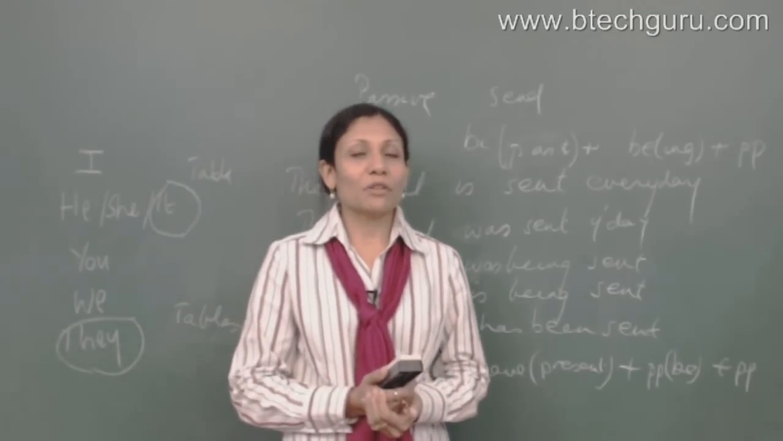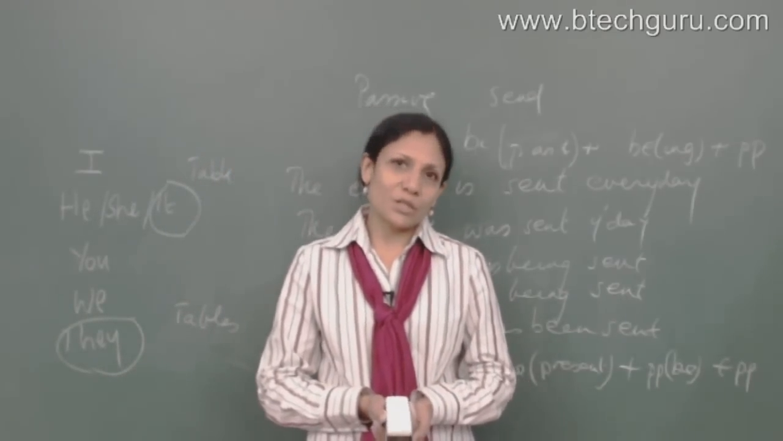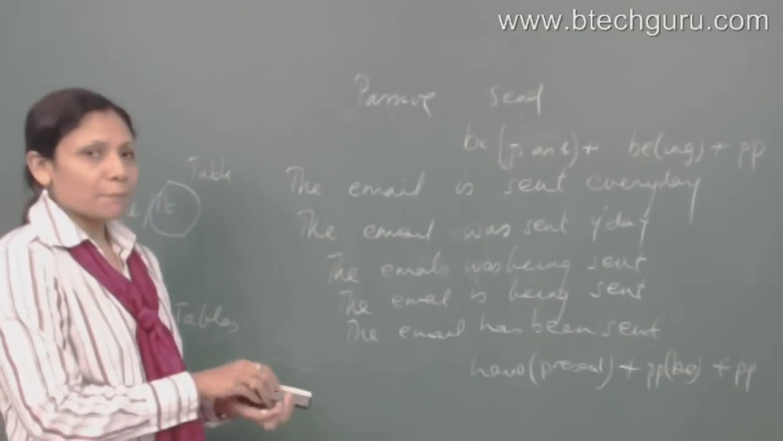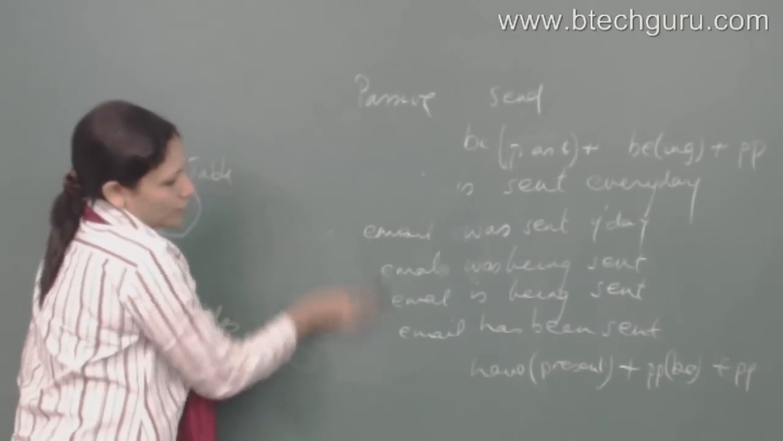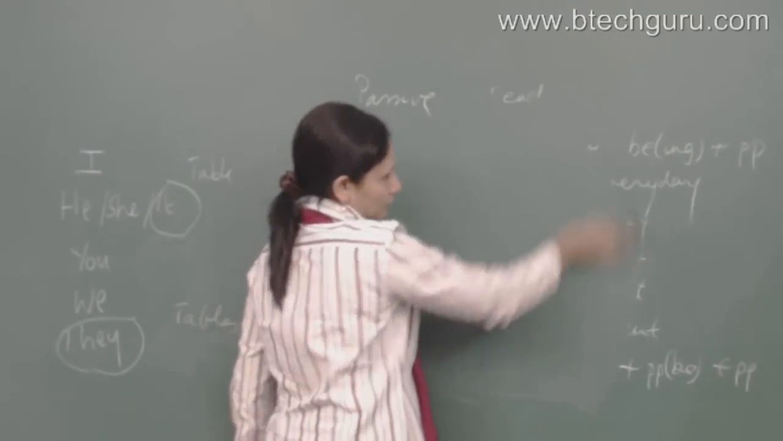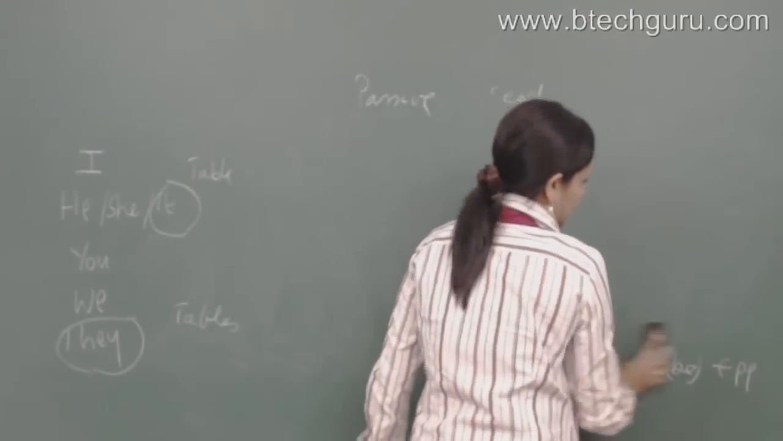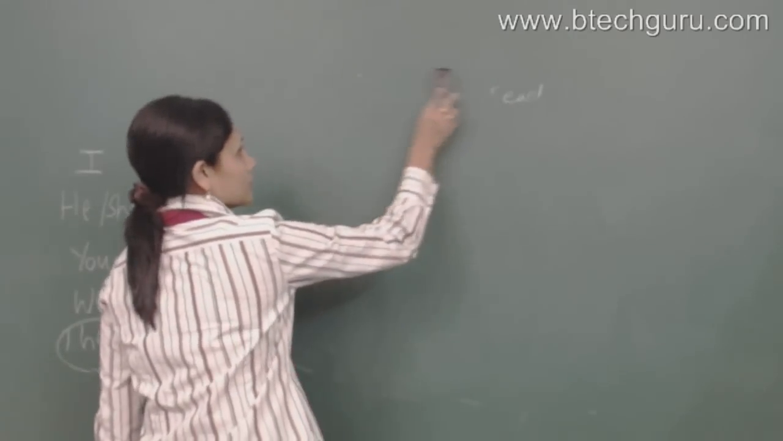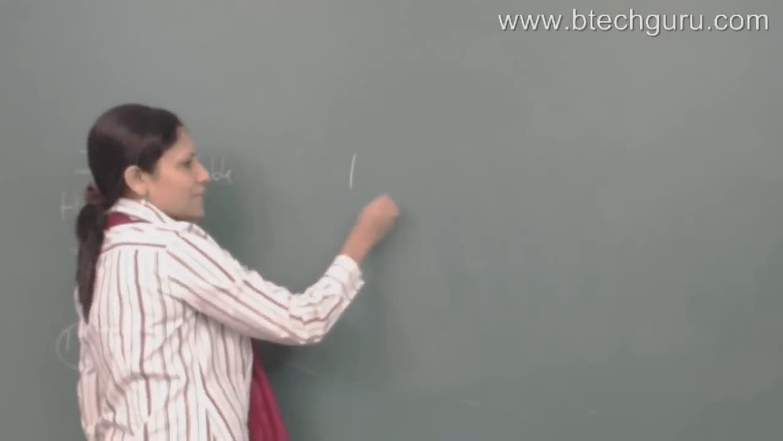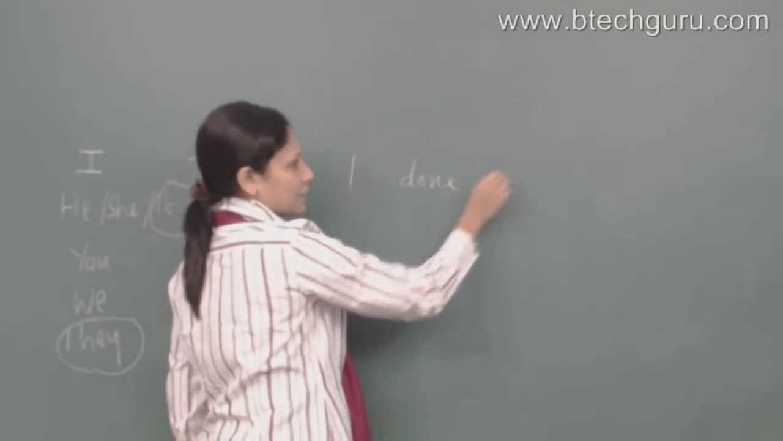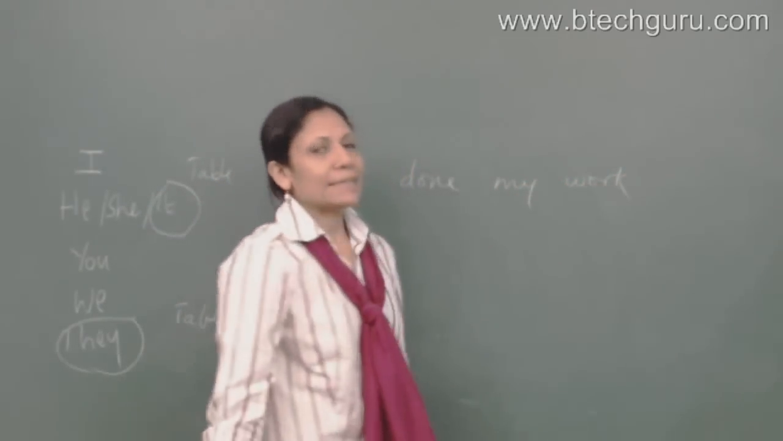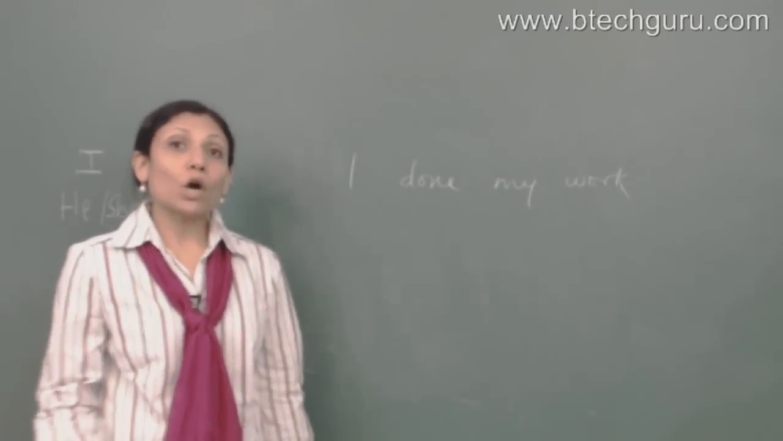Perhaps what we can do now is we will talk a little bit about some of the common mistakes that we tend to make. So let us look at the first sentence. If I can just put it up over here so that you can also see it. One very common sentence we hear a lot is, I done my work, or I gone to the bank.